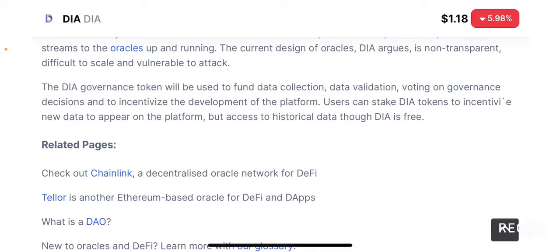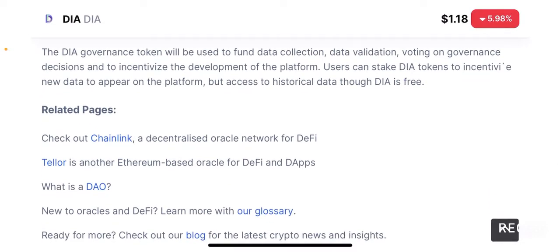So the DIA governance token will be used to fund data collection, data validation, voting on governance decisions, and to incentivize the development of the platform. So the token itself is a governance token which aims to fund data collection, data validation, as well as voting on the governance decision itself.